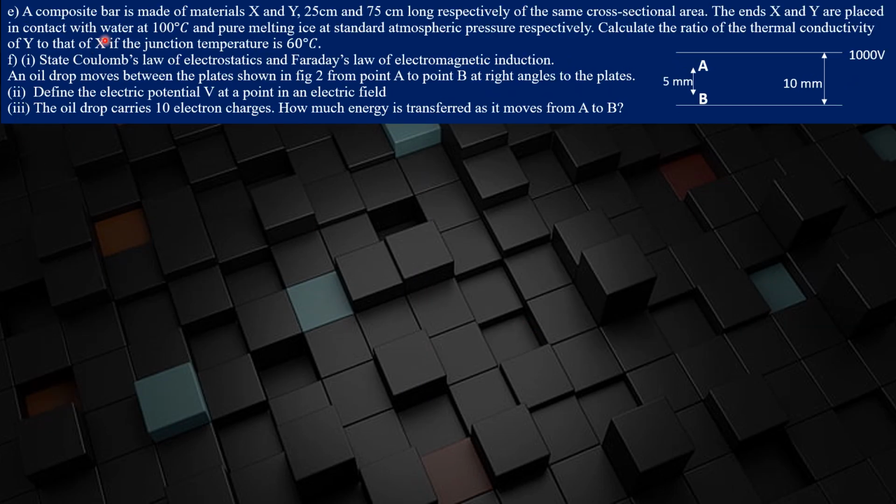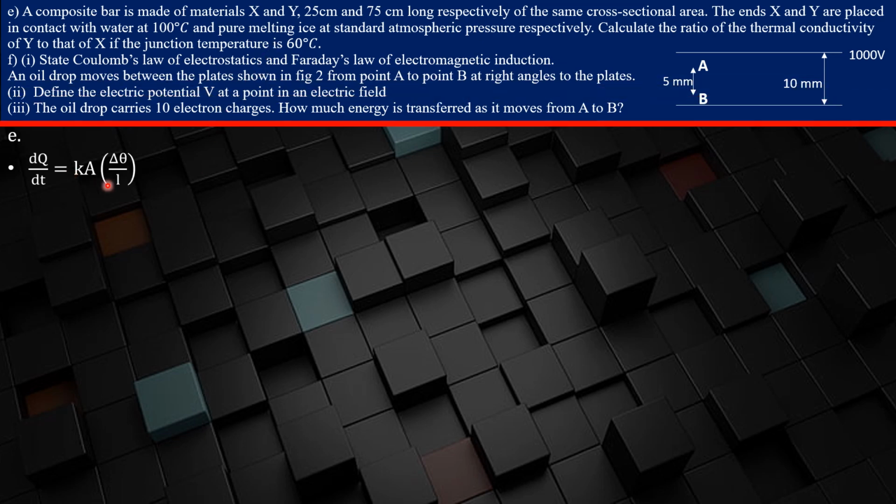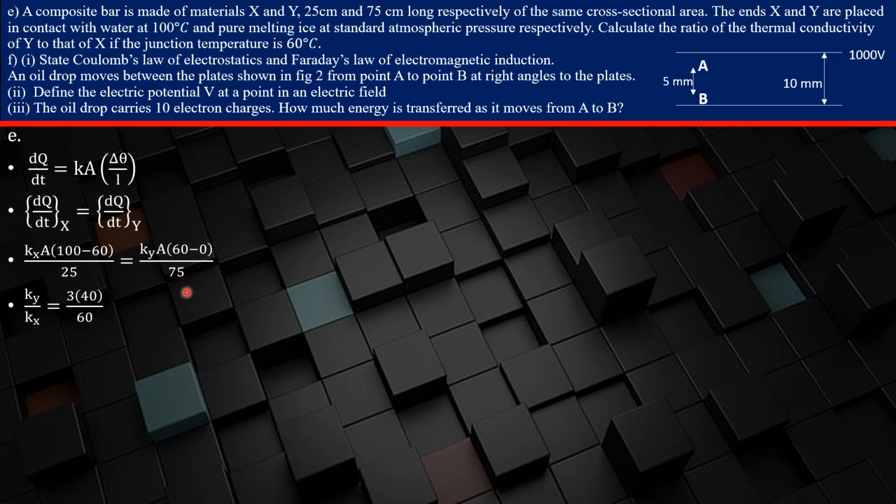Okay, so the next part says a composite bar is made of this. All right, so solve that quickly. dQ/dt is kAΔθ/L. So dQ/dt across x will be equal to dQ/dt across y, at steady state. So dQ/dt across x is kxA times the change in temperature of x, 100 minus the interface temperature, divided by 25, equals kyA times 60, really. Okay, so ky on kx is what? It's 3 times 4 over 60, and so we get that ky on kx is 2. Right, so that's really easy. You're just really using this equation, and then you're sort of seeing what is really happening, and then simplifying.